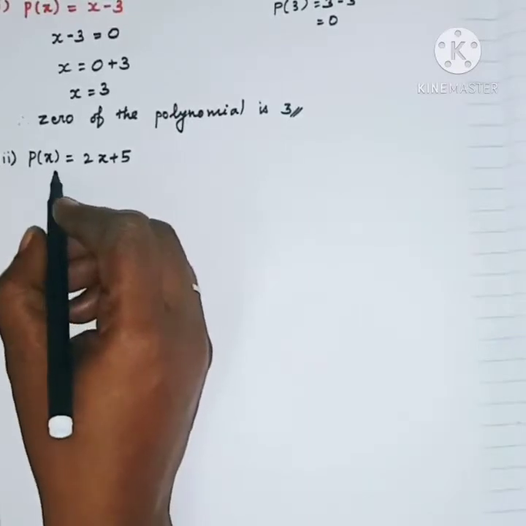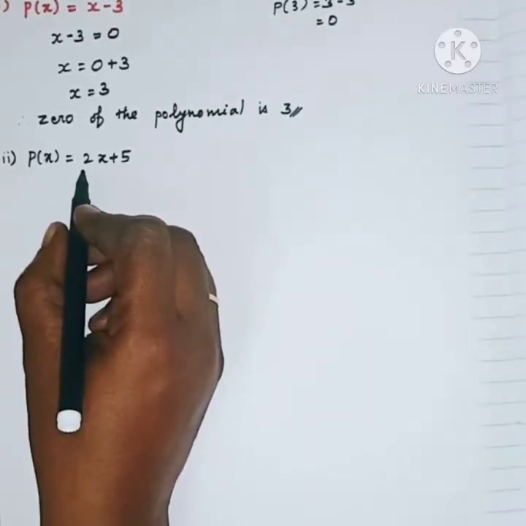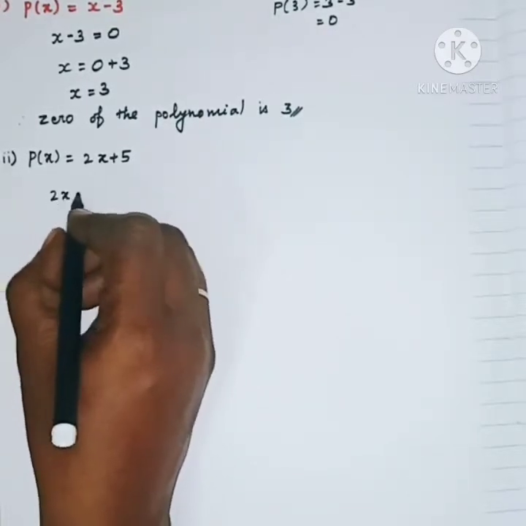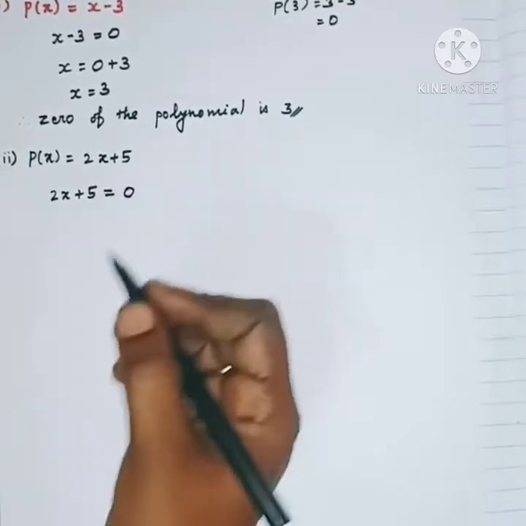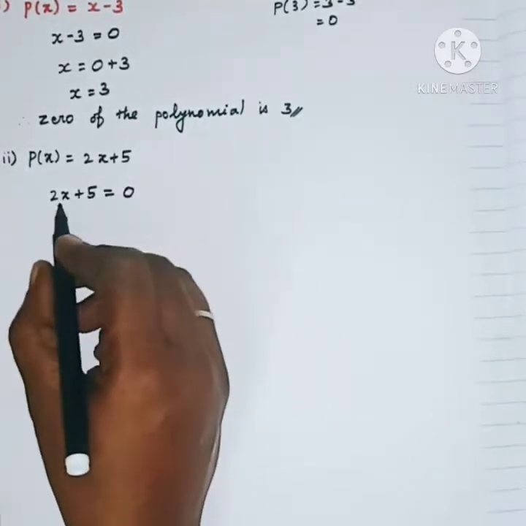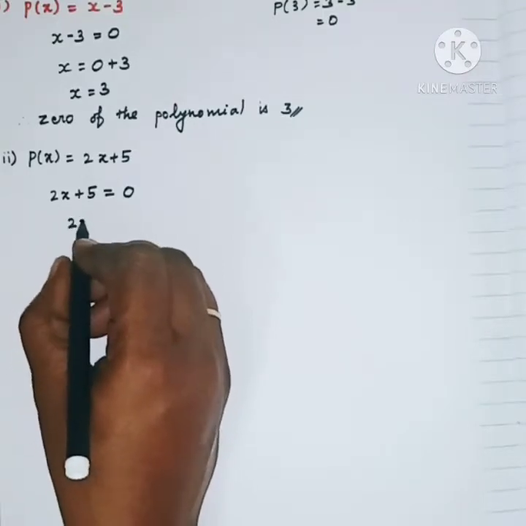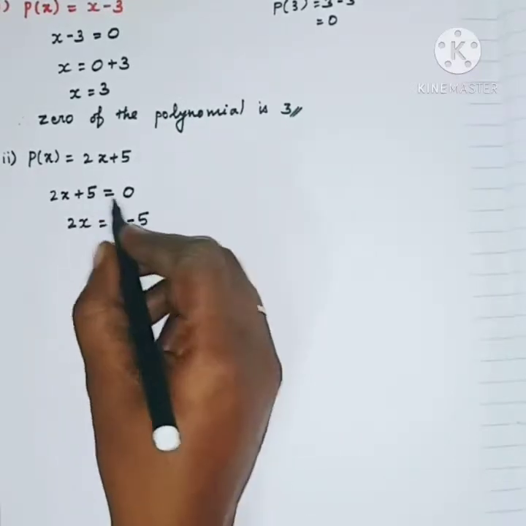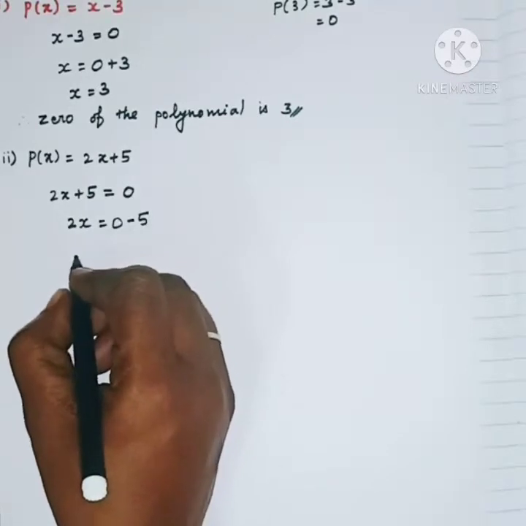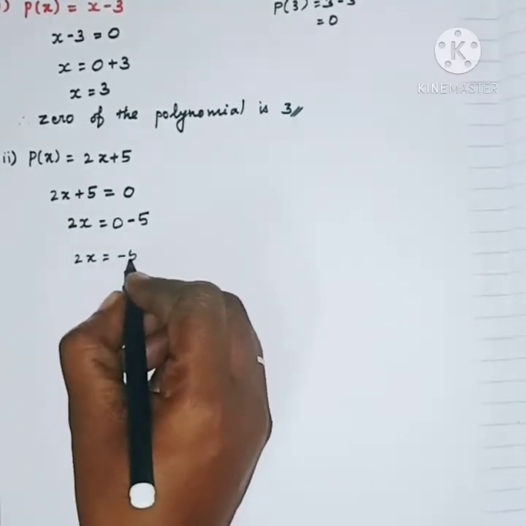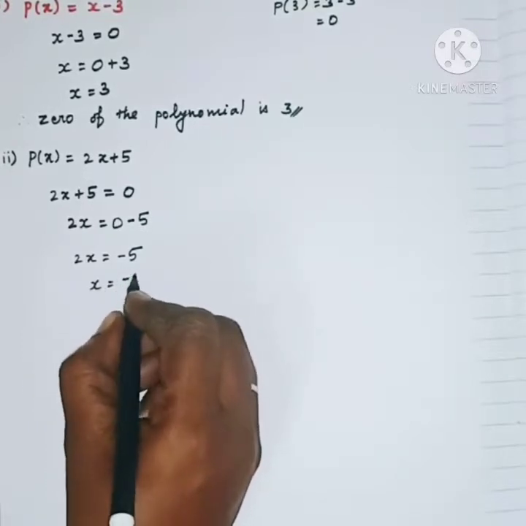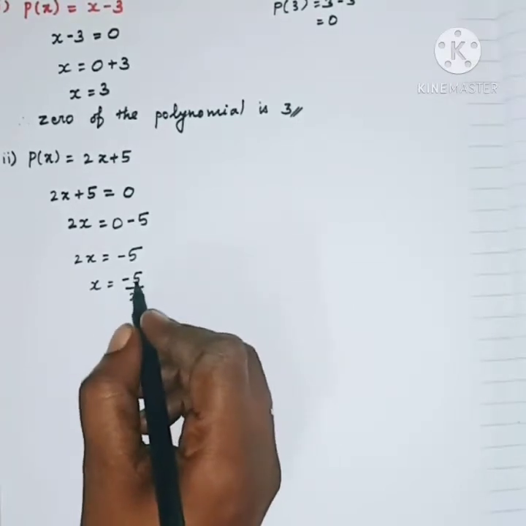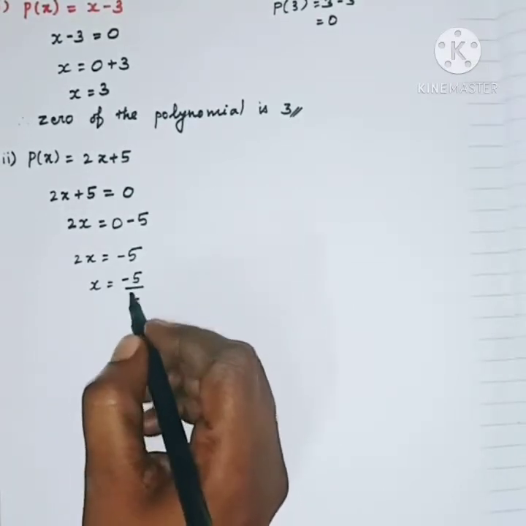This is the second subdivision in the third sum. Okay. Now take the right hand side and equate it to 0. We have 2x plus 5 equal to 0. From this we have to find the value of x. So 2x is equal to 0, this plus 5 becomes minus 5 when it comes to the right hand side. So 2x is equal to 0 minus 5, which is minus 5. So x is equal to minus 5 divided by 2, the 2 becomes the denominator. So x is equal to minus 5 by 2.